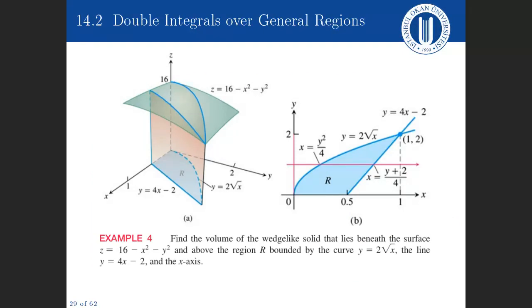Next example. Find the volume of the wedge-like solid which lies beneath the surface z is equal to 16 minus x squared minus y squared, and above the region R bounded by the curve y is equal to 2 root x, the line y is equal to 4x minus 2, and the x-axis. We need the limits of integration.